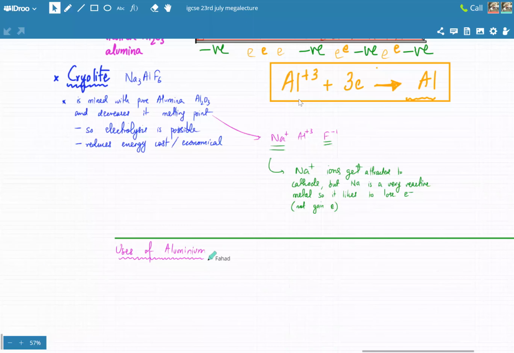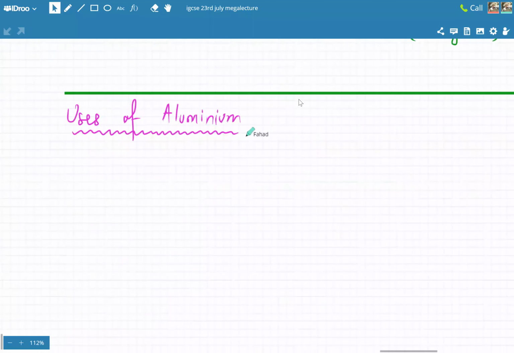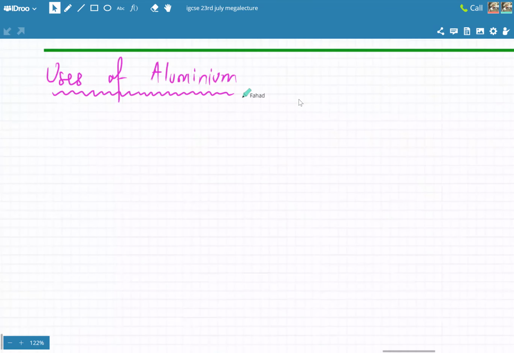Okay, we were on the uses of aluminium. Now, aluminium has really good properties. Two of them are very good. One of them is that it has low density, very light. If you have seen an aluminium door, it feels light.